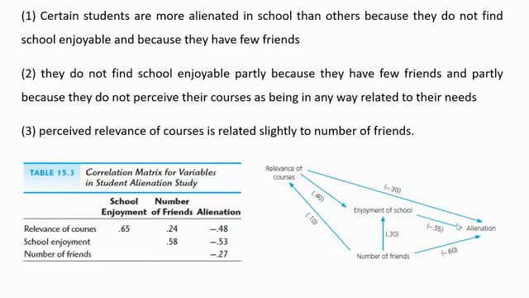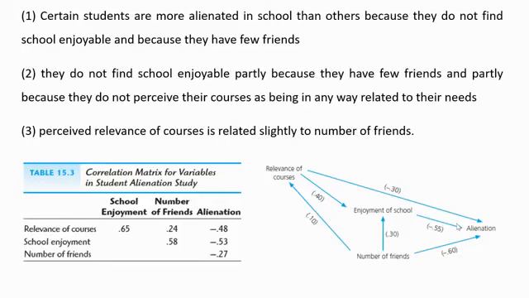There is a correlational study on the student's alienation, and there are three theories identified in this study. The first theory is that certain students are more alienated in school than others because they do not find school enjoyable and because they have few friends. The second theory, they do not find school enjoyable partly because they have few friends and partly because they do not perceive their courses as being in any way related to their needs. And the last theory is that perceived relevance of courses is related slightly to number of friends.